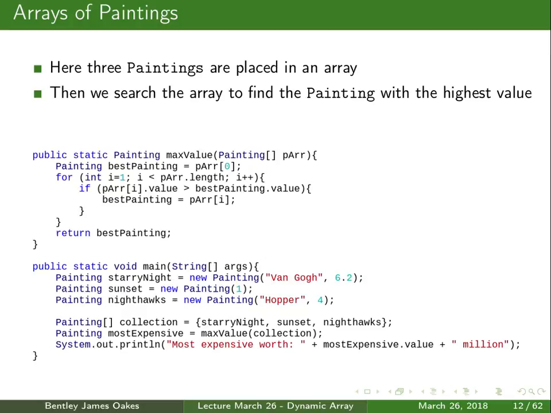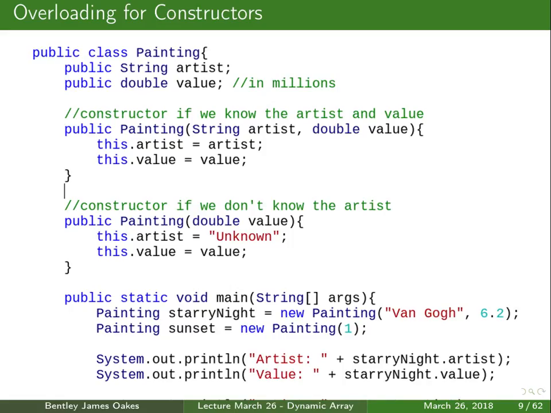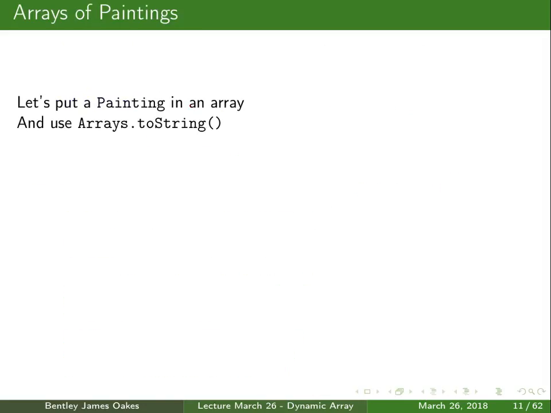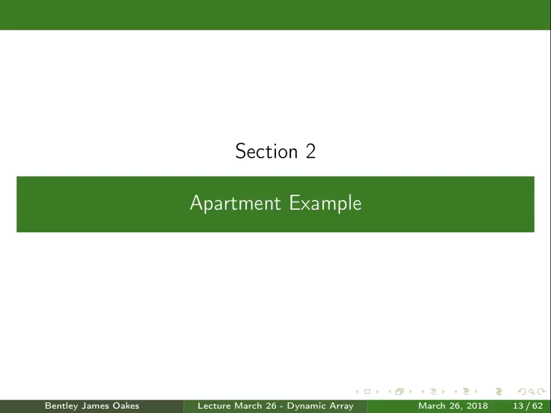Yep? How is the painting sunset not giving an error since you're not initializing the artist of the painting? We did, when we had, let me go back. Here, we are actually doing that. And again, if we did not set the value of the artist, it would just be null. So that's okay, it has a value, you just need to check for that. Good question. Okay, any other questions? All right.